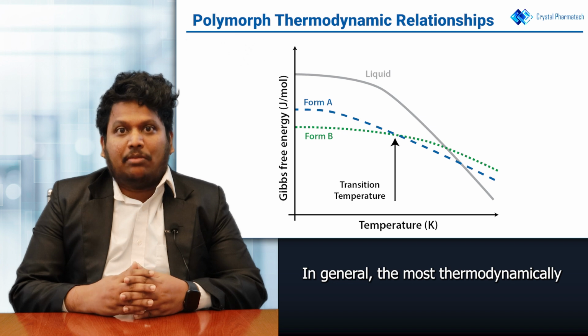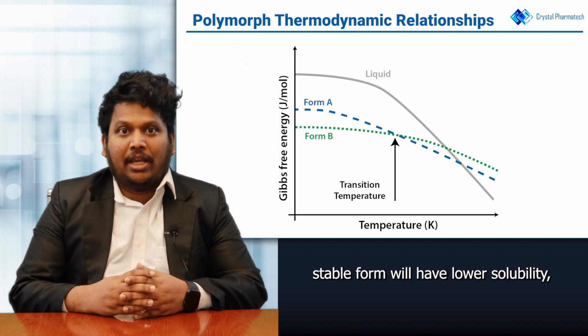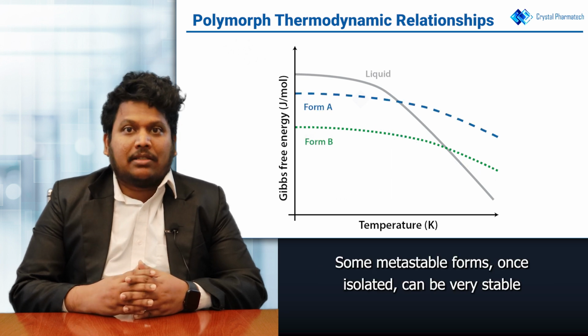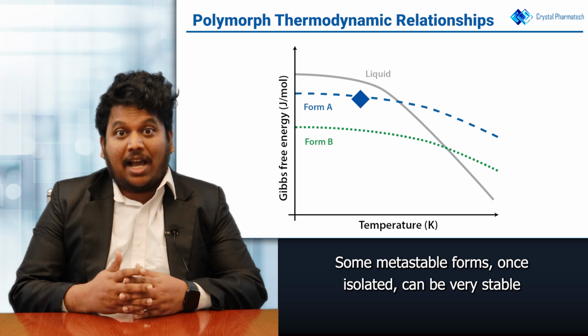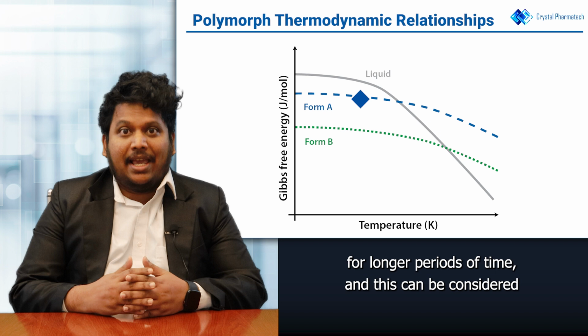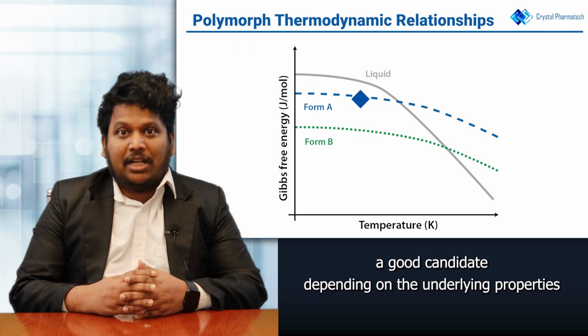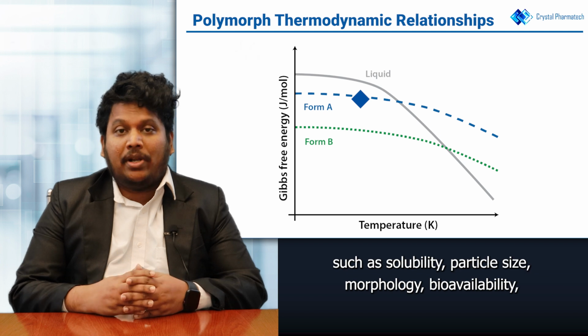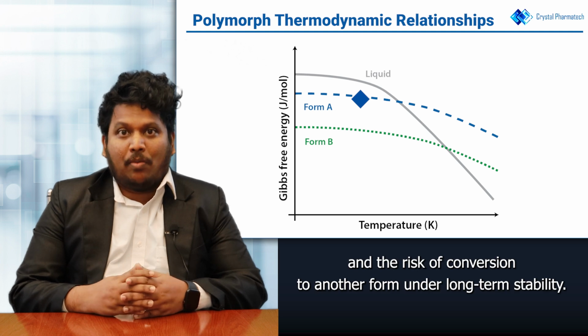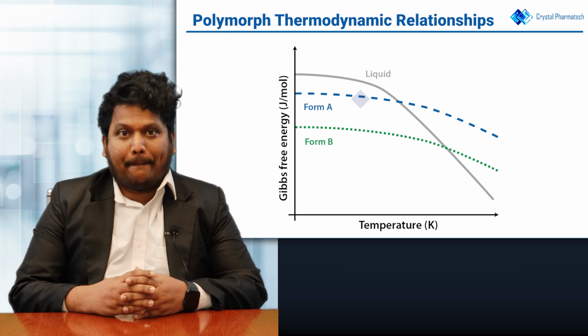In general, the most thermodynamically stable form will have lower solubility, while a metastable form will have higher solubility. Some metastable forms, once isolated, can be very stable for longer periods of time, and these can be considered a good candidate depending on the underlying properties, such as solubility, particle size, morphology, bioavailability, and the risk of conversion to another form under long-term stability.